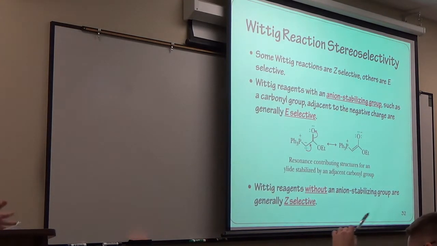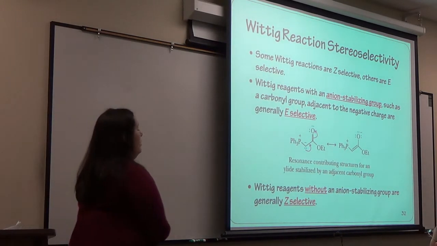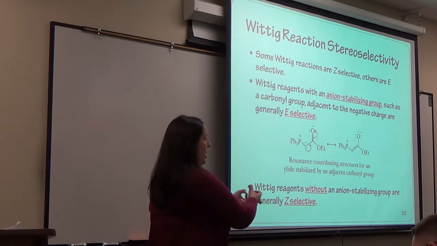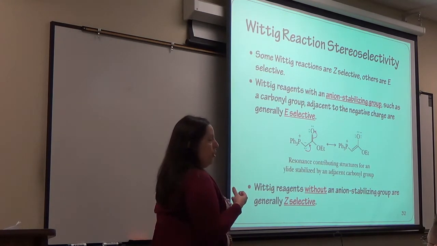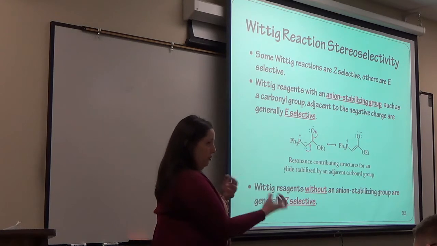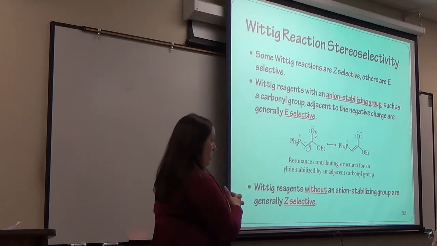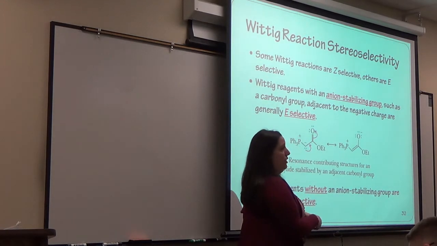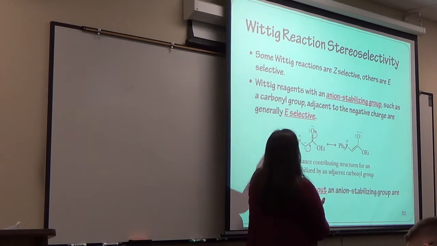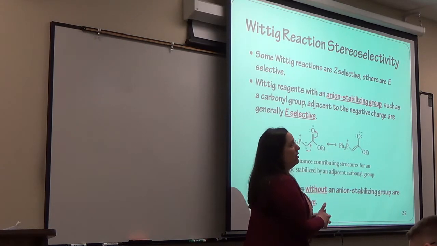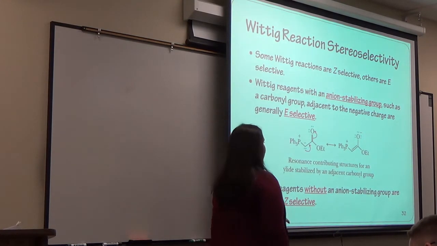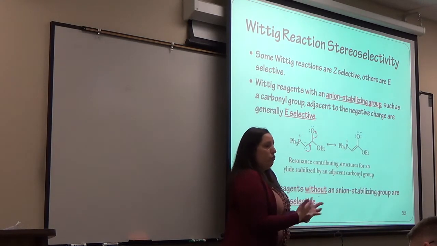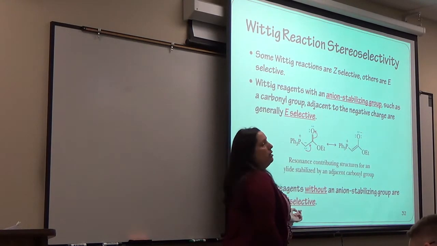This is what I just said, but in a slide for you to have as a reference. If you have that anion stabilizing, pulling electrons, that's what you're trying to consider. Do I have it or don't I have it? If I do have it, like the resonance structure here, the conjugated system, it's going to be E selective. If you do not have that, like just a carbon that doesn't have anywhere for the charge to go, there's no stability there, it's going to be Z.